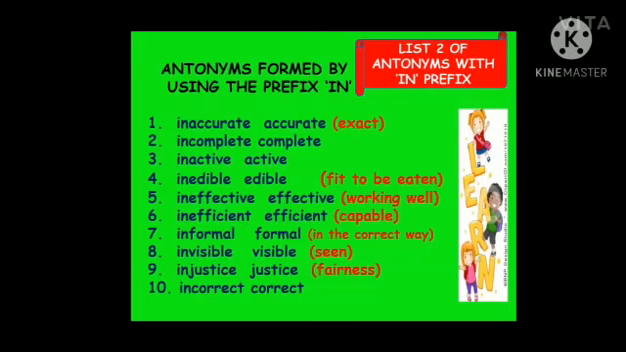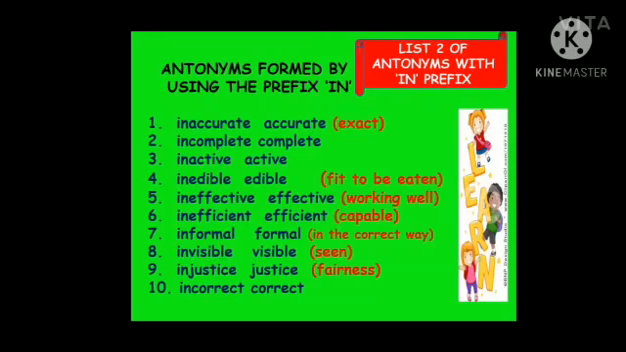Inefficient, somebody who's not capable of doing work nicely, that person we call an inefficient person. And by removing the prefix in, we see that he becomes a very capable or an efficient person. Informal, somebody who's dressed very casually, we call such a person informal. And formal is like when you have to dress up properly. You cannot come to school in informal dress, isn't it? You have to dress up formally in your uniform.